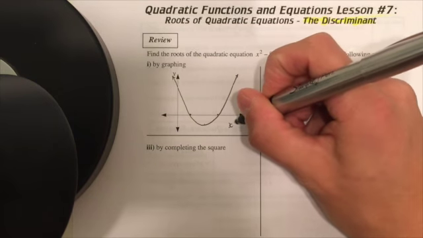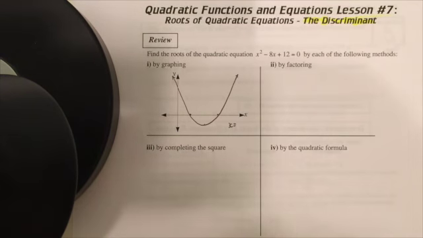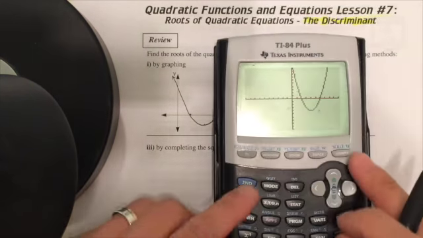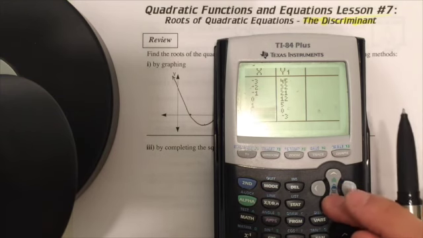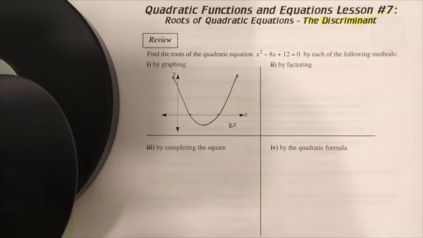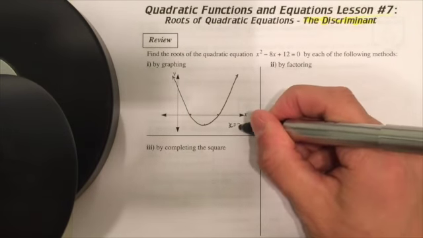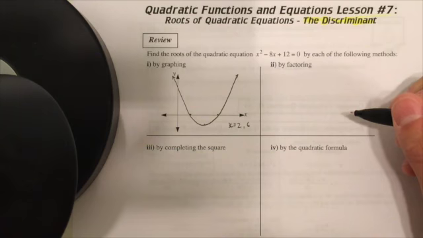And so I know the roots here are going to be at, let's quickly look here. Let's look at my graph. X equals 2 is at 0, and x equals 6 is at 0. So yes, my roots or my zeros are 2 and 6.